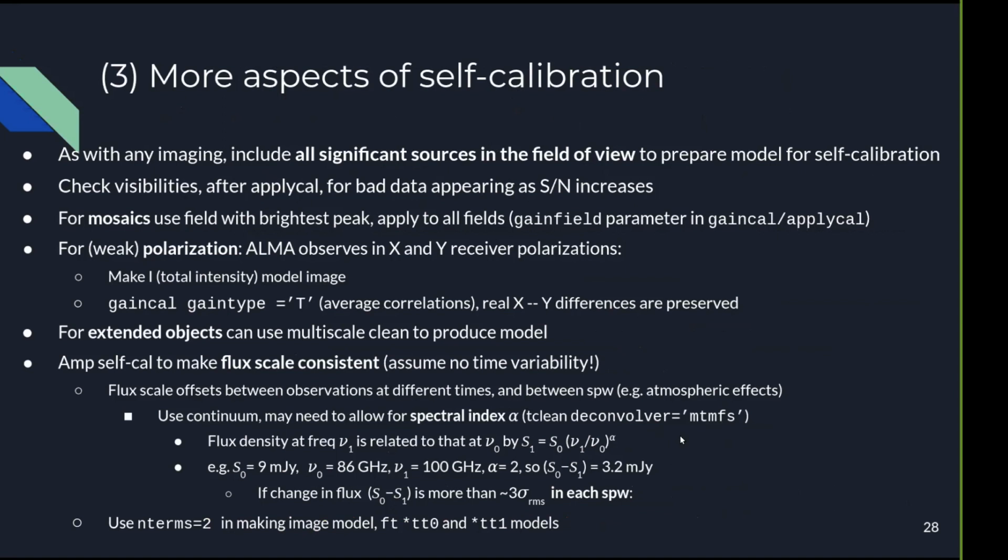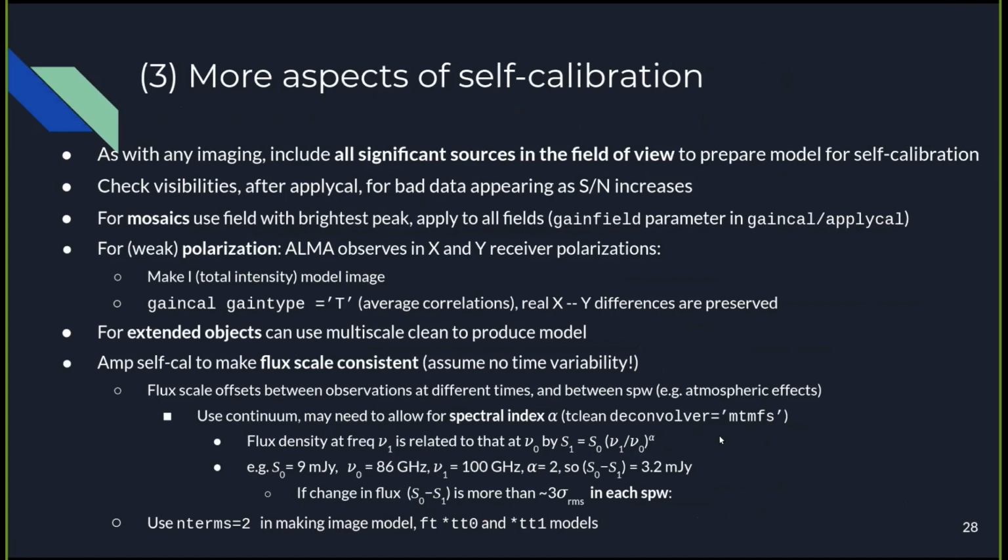If you've got a mosaic, then usually you just want to select the brightest field, because that's the one with the source that's going to give you good signal to noise. And you essentially treat that as if it was a phase reference and apply its solutions to all the fields.